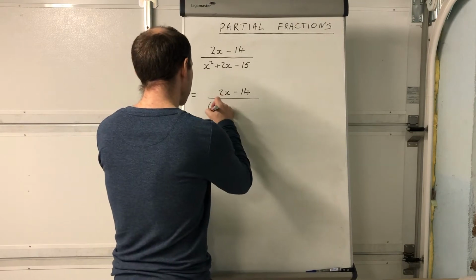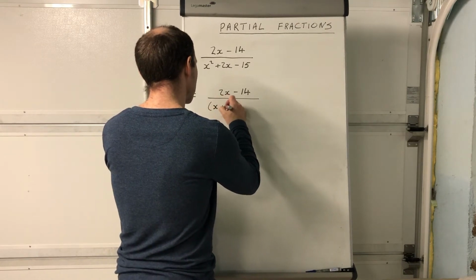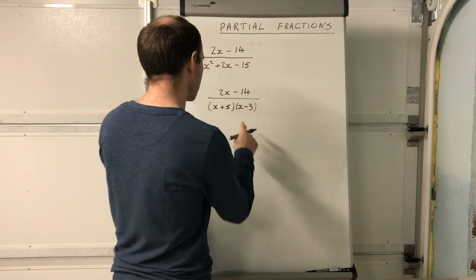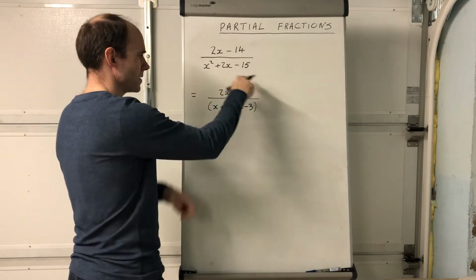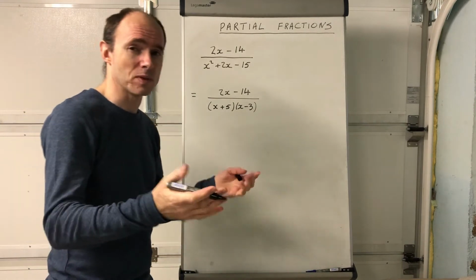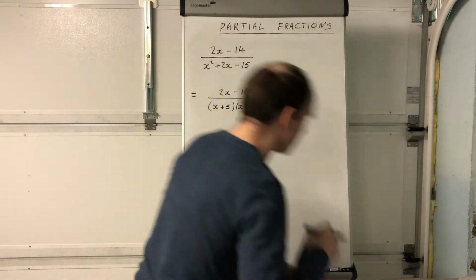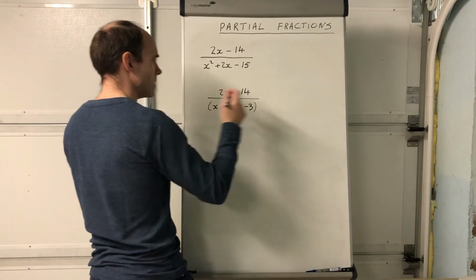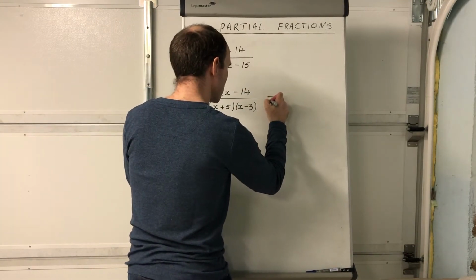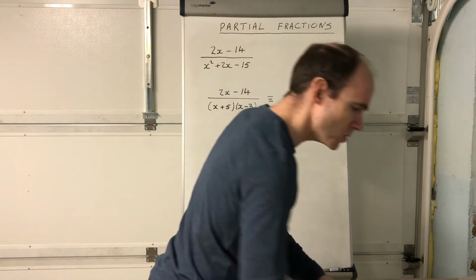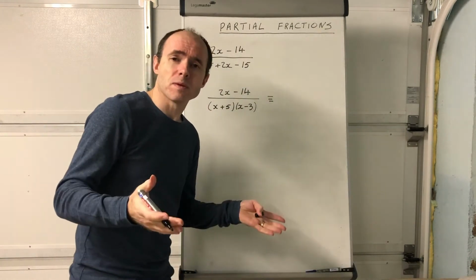Okay, so that factorises as (x plus 5)(x minus 3), won't it? Okay, just check that. Yeah, okay. And then you're ready to go with the partial fractions. Now because I'm going to write the identity sign, I don't want to write the equals sign there anymore. So I'm just going to write on the next line, this, which is the same as that, is going to be identical to, and then you've got to set up the partial fractions.